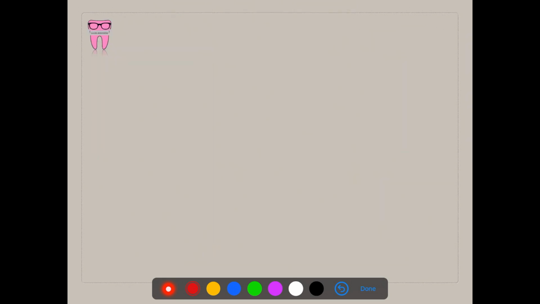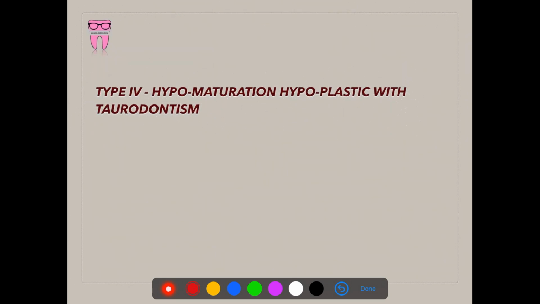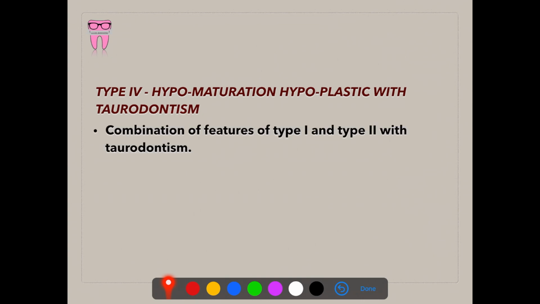Now coming to the fourth type of amelogenesis imperfecta, that is the hypomaturation-hypoplastic type associated with taurodontism. It exhibits combined features of type 1 and type 2 with taurodontism. Taurodontism is evident in this type of amelogenesis imperfecta.